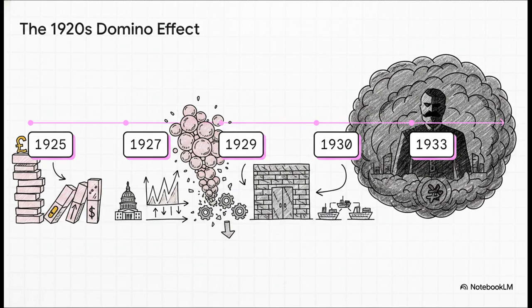In 1929, the market crashes. By 1930, protective tariffs like Smoot-Hawley basically shut down global trade. And by 1933, amidst a devastating Great Depression, Adolf Hitler emerges as Chancellor of Germany. It's a terrifying chain reaction driven entirely by an inability to manage global economic imbalances.